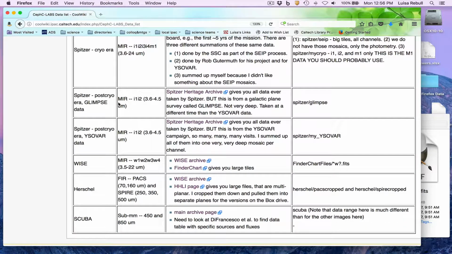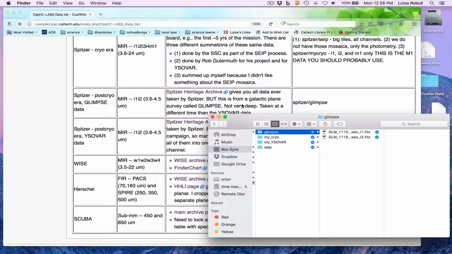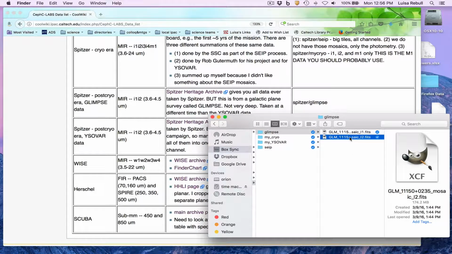Now, during the post-cryo era, after we ran out of cryogen, there were 2 different projects that observed this region. GLIMPSE is a survey of the galactic plane. They started when there was cryo, and in the years since then, they've just kept marching through the galaxy. There are several sub-projects for GLIMPSE. The data that we're using come from a sub-project called GLIMPSE 360. Because they're working over the whole galactic plane, their aim was to cover area, not to go very deep. So it's pretty shallow. It pretty much catches only the brightest objects. Those data live in the Spitzer directory and then the GLIMPSE subdirectory. And because it's post-cryo, those are only channels 1 and 2.